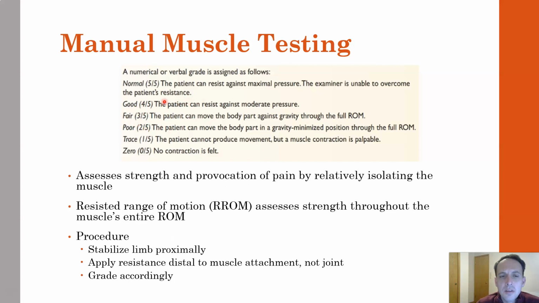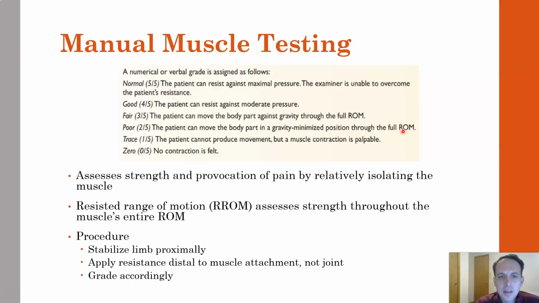4 then is your typical resisted range of motion type assessment. So this is the only time that these are consistent. If you have a 4 out of 5 strength, that means they can resist against moderate pressure. Whereas a 5 is they can resist against maximum pressure in this break test. So 5 out of 5 there is actually in a specific position they can hold against maximum pressure.